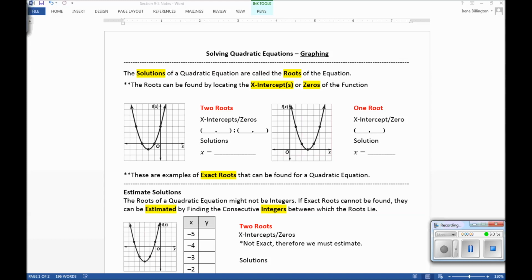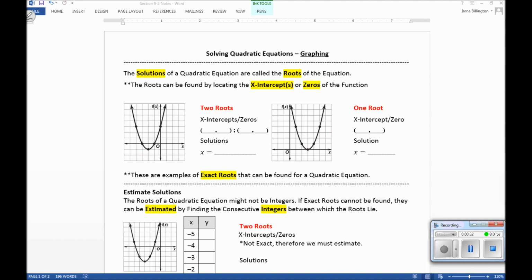We are going to learn how to solve a quadratic equation by looking at the graph of the function. So what is a solution of a quadratic equation? A solution of a quadratic equation is also called the root or roots of the equation. These roots can be found by locating the x-intercept or intercepts of the function. Those x-intercepts are also called zeros of the function.